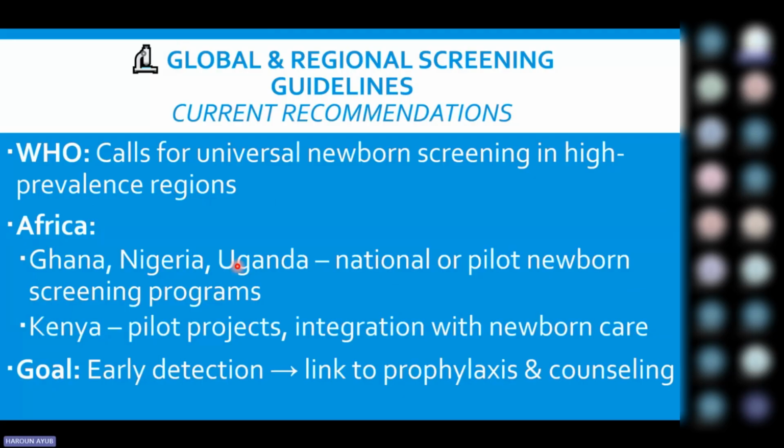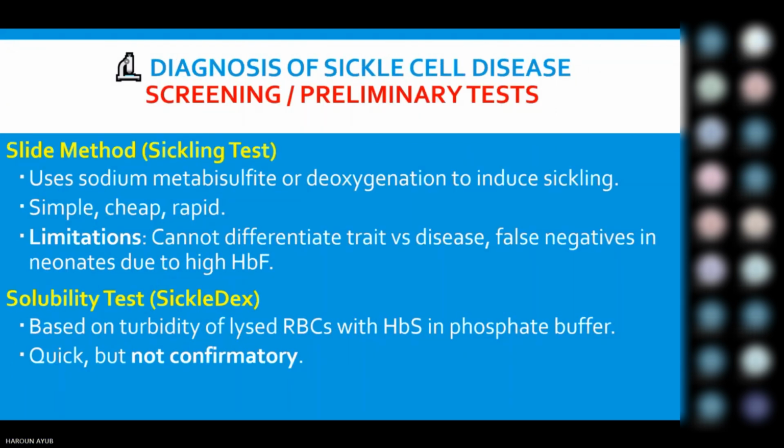WHO calls for universal newborn screening in high prevalence regions, such as Ghana, Nigeria and Uganda. National pilot newborn screening programs are implemented. In Kenya, there are pilot projects integrated with newborn care, especially in regions around the lakeside or the islands, where it is usually more common. Early detection links to prophylaxis and counseling and increases life expectancy and survival.